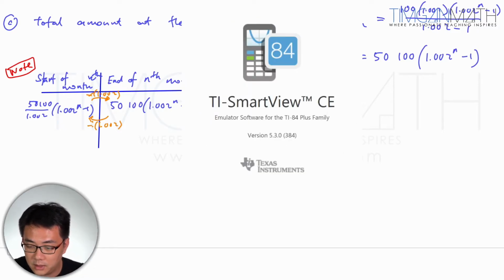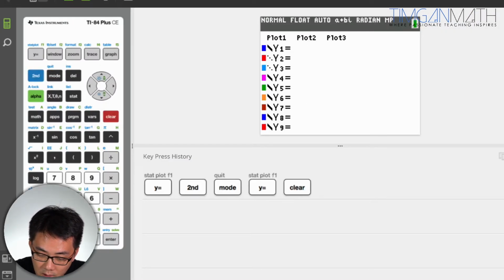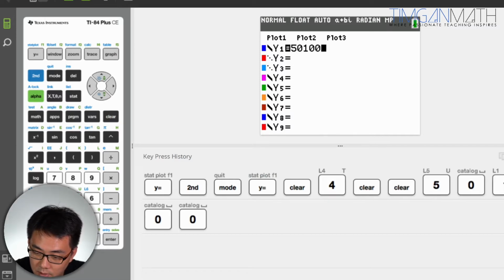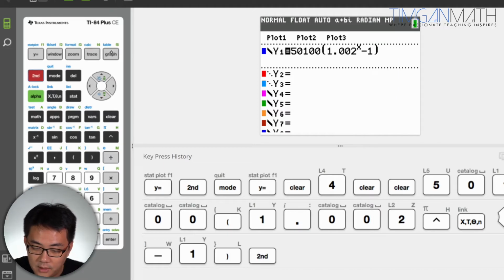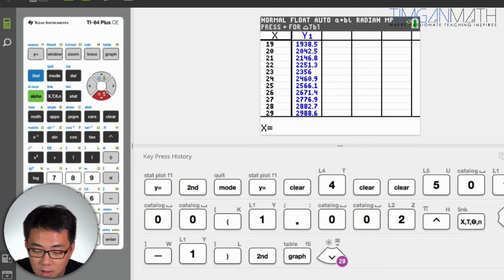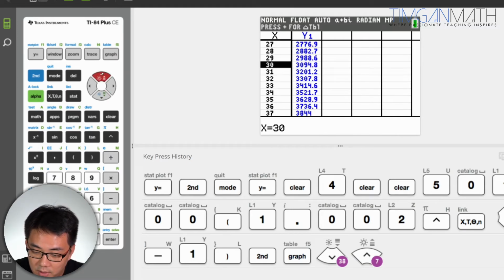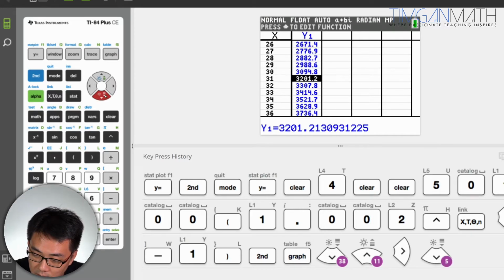So 50,100 times 1.002 to the power of x minus 1. Okay, there you go. Then second table. Just scroll all the way down, and we just need to find the first time it becomes 3,000. So this is it. I'm going to key in calculator here. Where is it at? There you go.